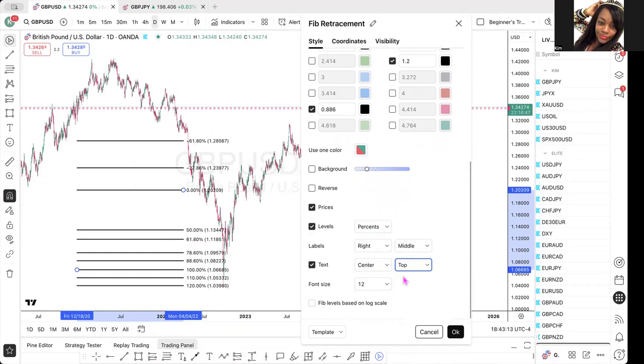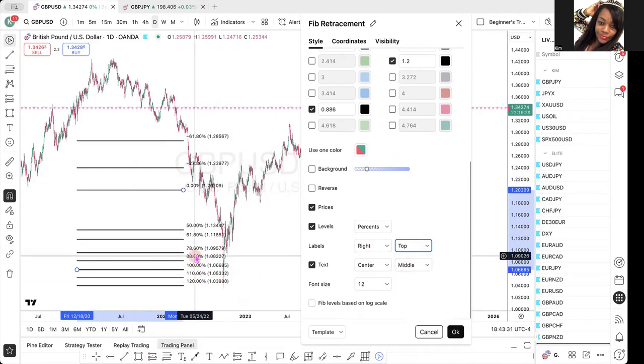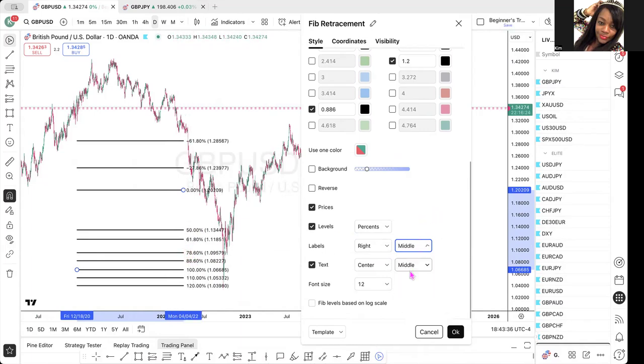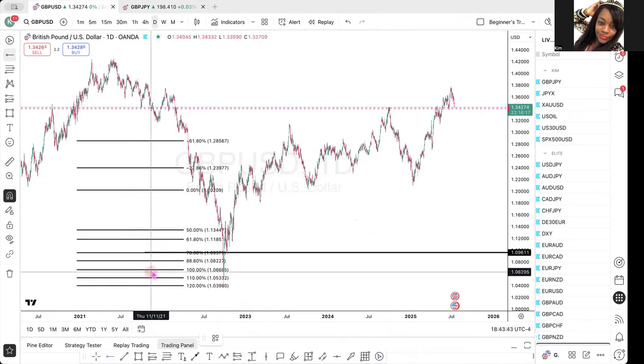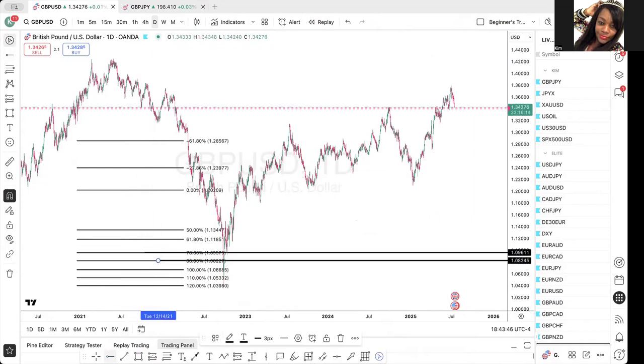When you do the top, oh wait a minute, hold on. In the middle. When you do the labels, which are these texts here, if you do the top, it's a little off from the line. So I just make mine sit in the middle. So the line, so when I go and I know which one is exactly the 78, I know which one is exactly the 88, I know which one is exactly the 618.